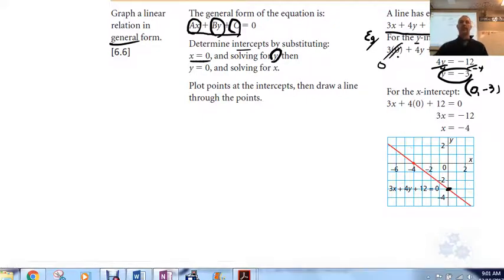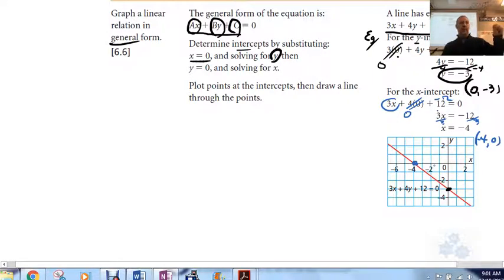For the x-intercept, we simply let y equal 0, and then we have 3x plus 12 equals 0. Subtract 12 from both sides, divide by 3 on both sides, and we get negative 4. So the x-intercept is negative 4, 0, and that's this point right here. You calculate those two, draw a line connecting those two points, and here's your line. Okay. So with general form, it's really easy to find the intercepts.